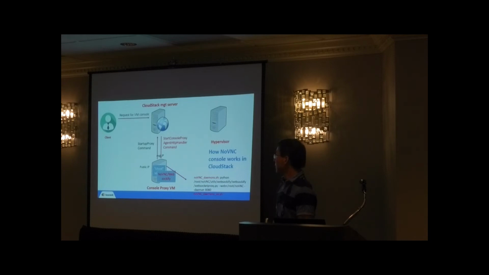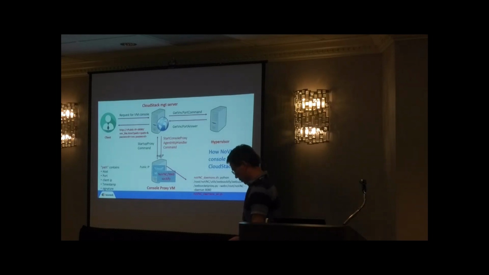Now, the server gets the VNC port, answers to the main server, and composes the URL. Now it's different. So here is the URL which NoVNC provides, and the parse is similar to the token. It contains some information: host, port, client IP, timestamp, signature, and also the VNC password here. So access the URL.